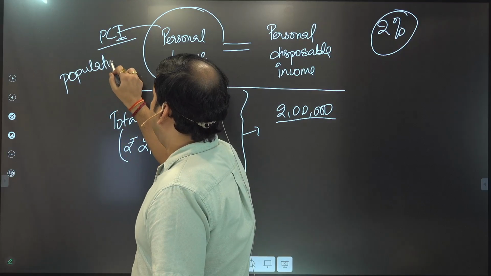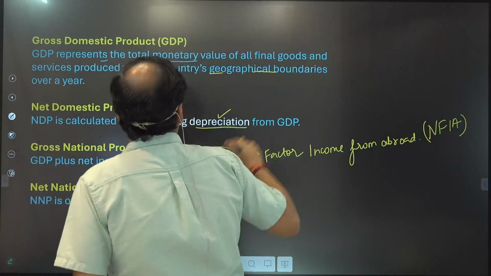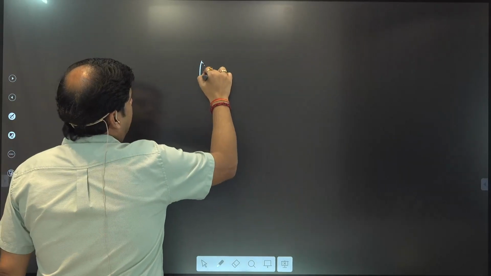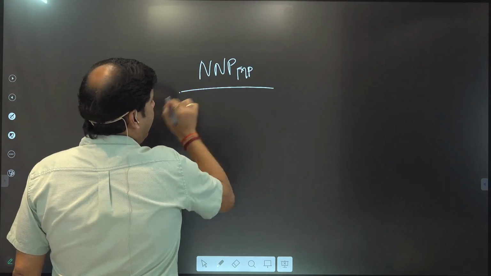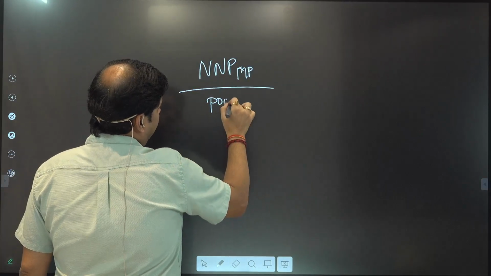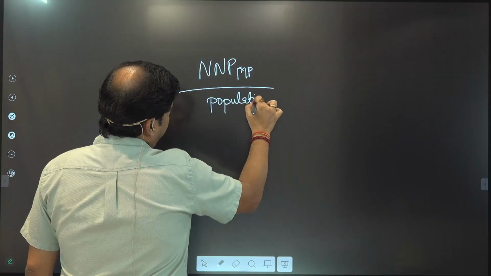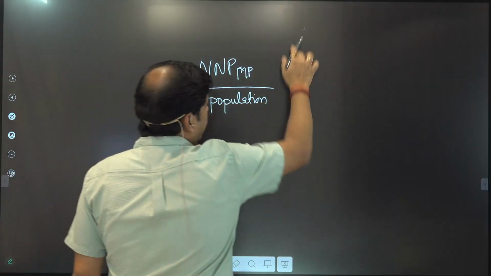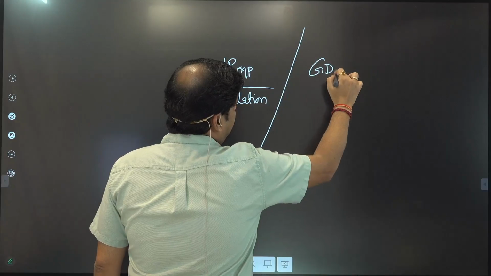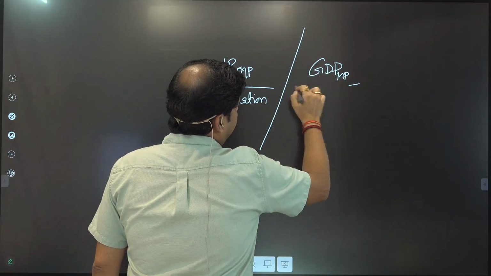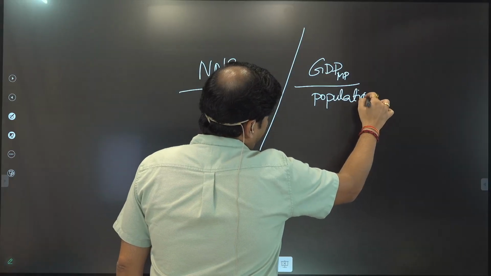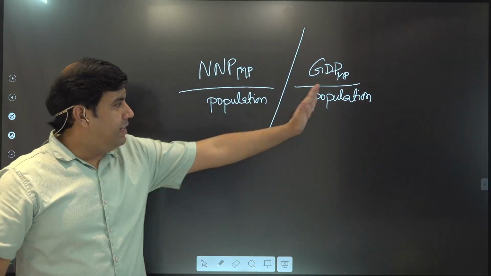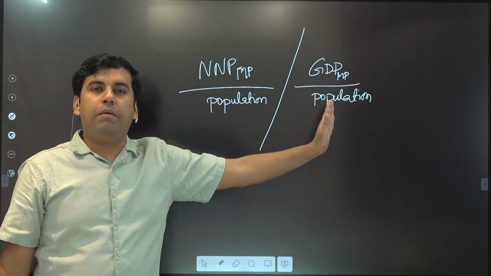Via population. What to do? Very simple. NNP at market price divided by population, or GDP at market price divided by population. You can use any formula. Government usually takes the second one, GDP per capita.